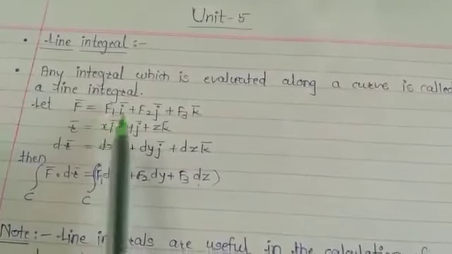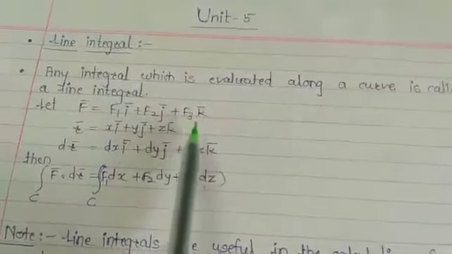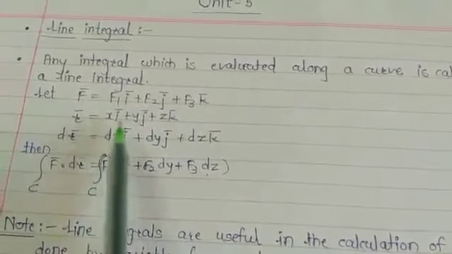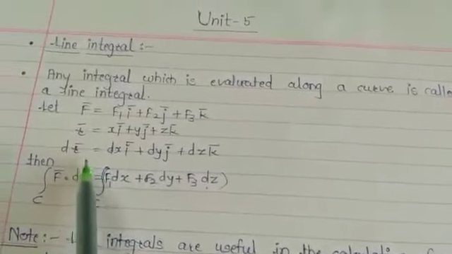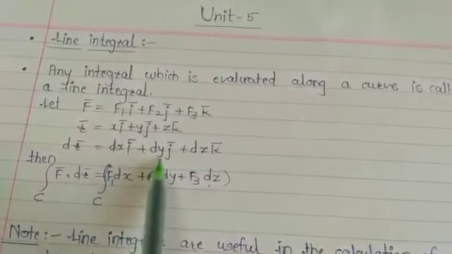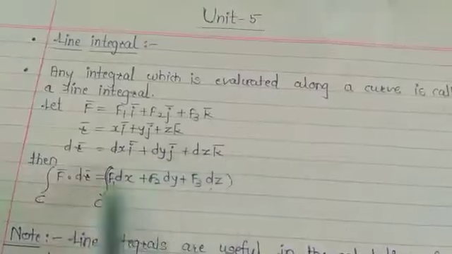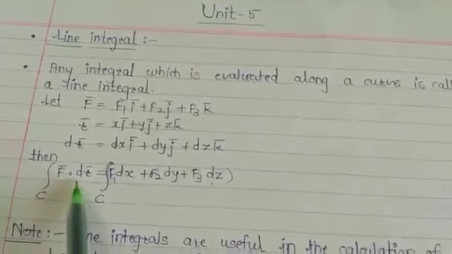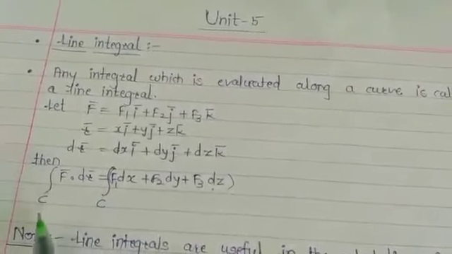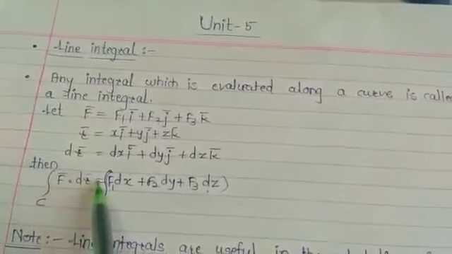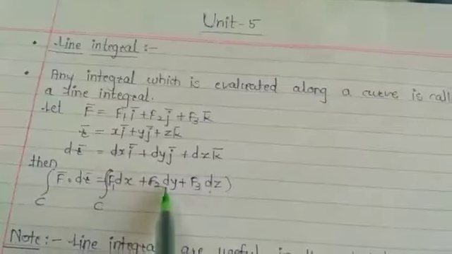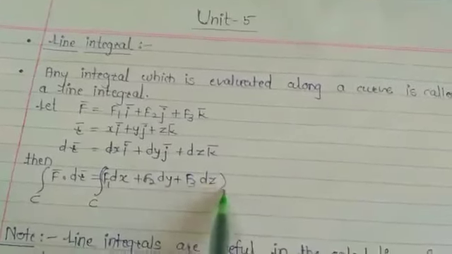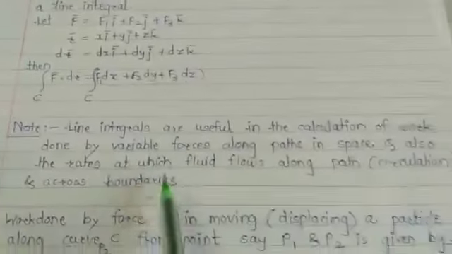Now suppose f bar is f1 i bar plus f2 j bar plus f3 k bar and r bar is x i bar plus y j bar plus z k bar. So dr bar must be dx i bar plus dy j bar plus dz k bar. Then the line integral is given by integration over curve C f bar dot dr bar equal to integration over C f1 dx plus f2 dy plus f3 dz. Now see the application of that.